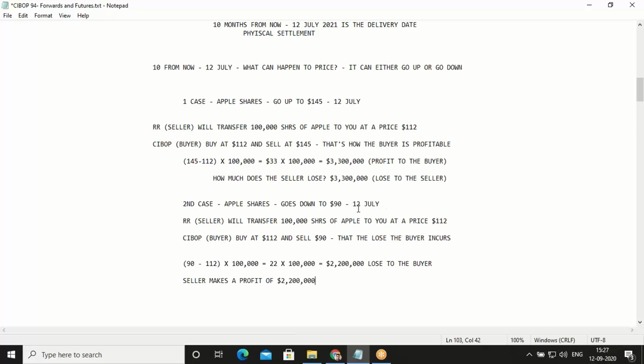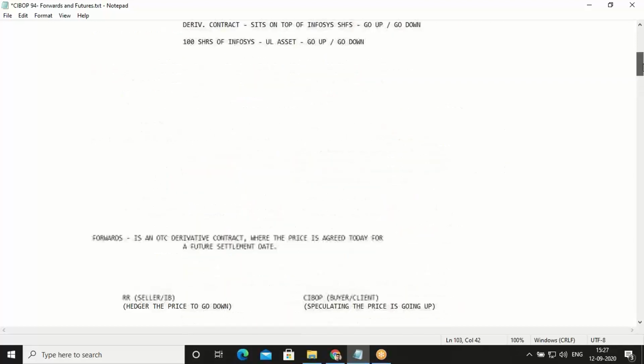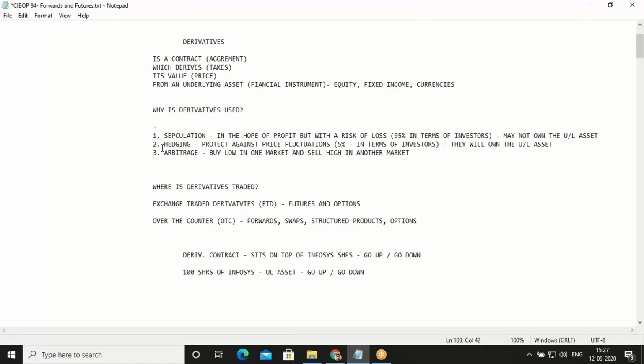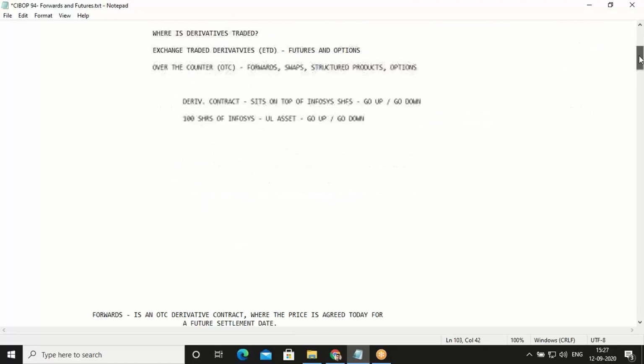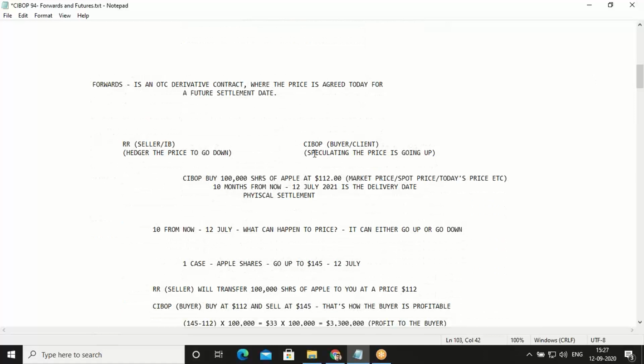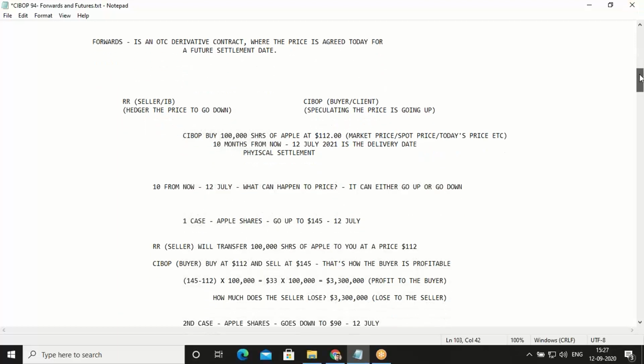So guys, now let's go back to these two words, speculation and hedging. When you as a buyer are speculating the price to go up and you got your speculation right, what is the end result of your speculation? Profit. Yeah, profit. But what did you do? You hedged yourself against price risk. Yes or no? See, you got it right.